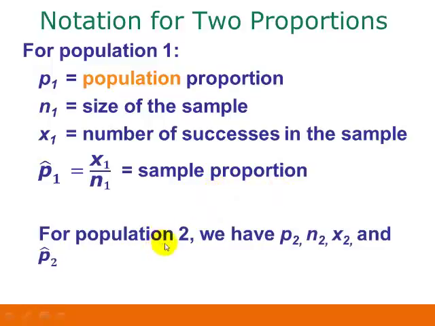And for population 2, we have similar notation, with subscripts of 2 instead of 1. So we have P sub 2, which is our population proportion, N sub 2 is our sample size, X sub 2 is the number of successes, and P sub 2 hat would be our sample proportion.